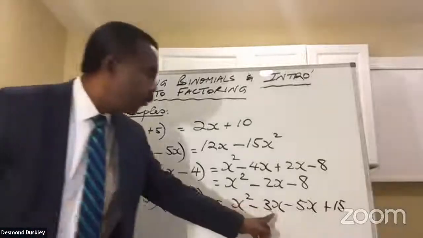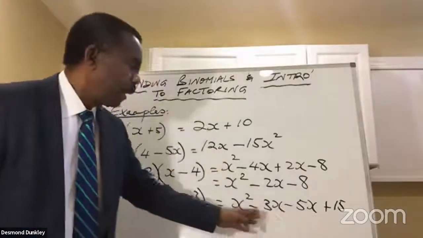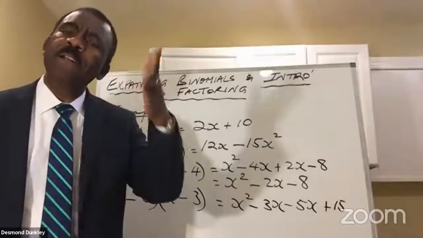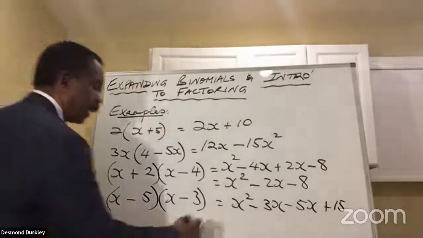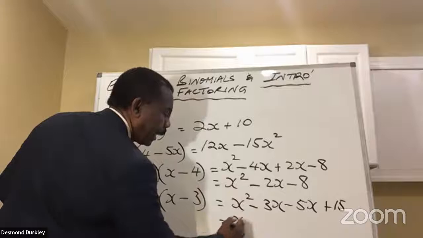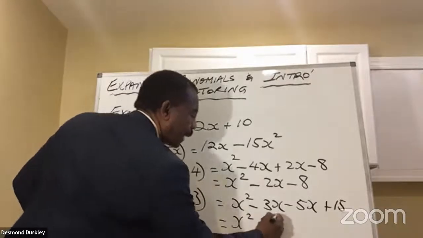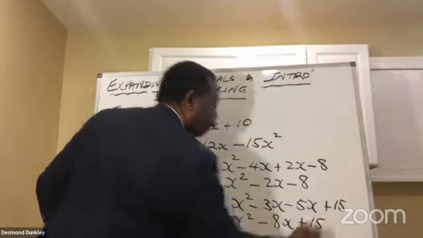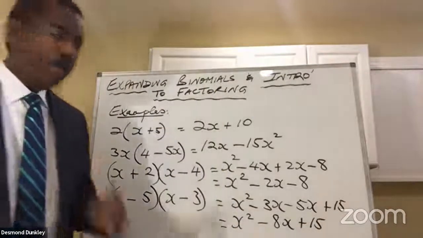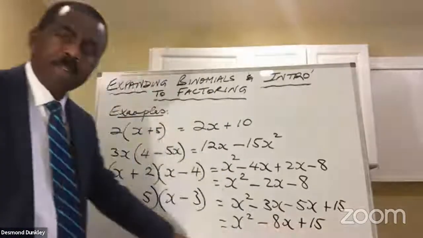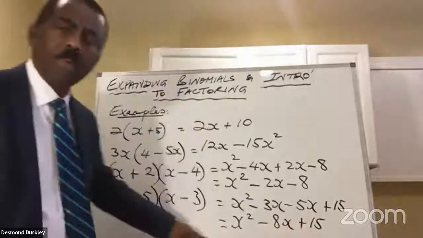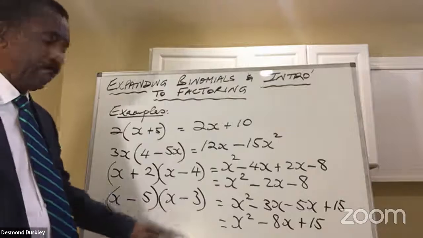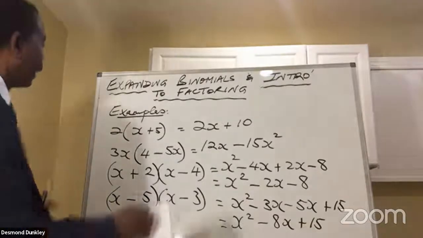Again, we have two middle terms that are x to the power 1. So there are two linear middle terms. So we can combine them. We end up with x squared minus 8x plus 15. Again, if you are asked to factor this expression, this trinomial, we would end up getting these two binomials. Okay? Let's go.